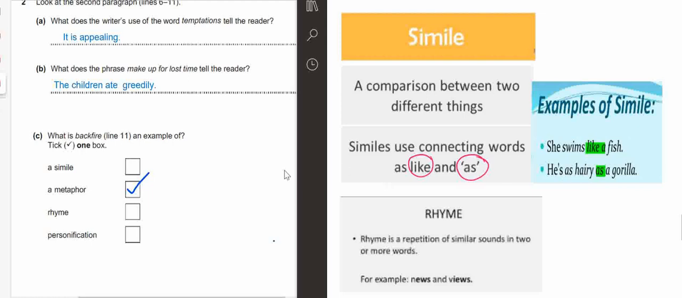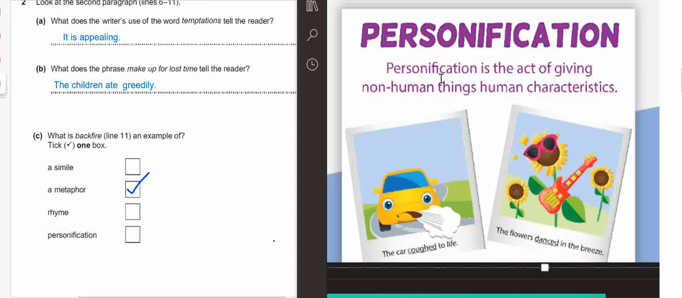Then what about a rhyme? Rhyme is a repetition of similar sound in two or more words like news and views. It's not there. And what is personification? Well, personification is the act of giving non-human things human character, like the car came to life, the flower danced in the breeze. Seems to have that personification. So the last is metaphor.